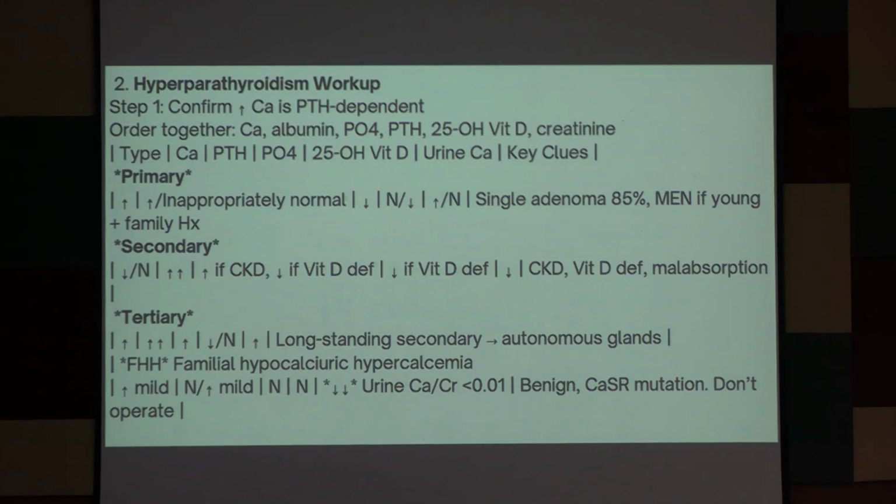Hyperparathyroidism workup. We will first determine whether the hypercalcemia is parathyroid dependent or not. We will order these tests: calcium, albumin, phosphate, parathyroid hormone, vitamin D, creatinine. And then we will discuss whether it is primary, secondary or tertiary.